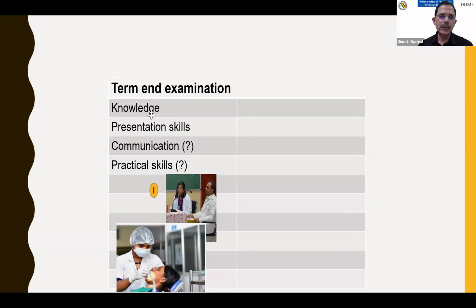On the day of the university examination, I will require you to put your responses in the chat. In university examinations, you test knowledge, you assess presentation skills, communication or practical. Out of these four, which are the skills which you think we presently focus more on in our university exam? You can keep on typing. Which one do you think we mostly assess during the university exams?